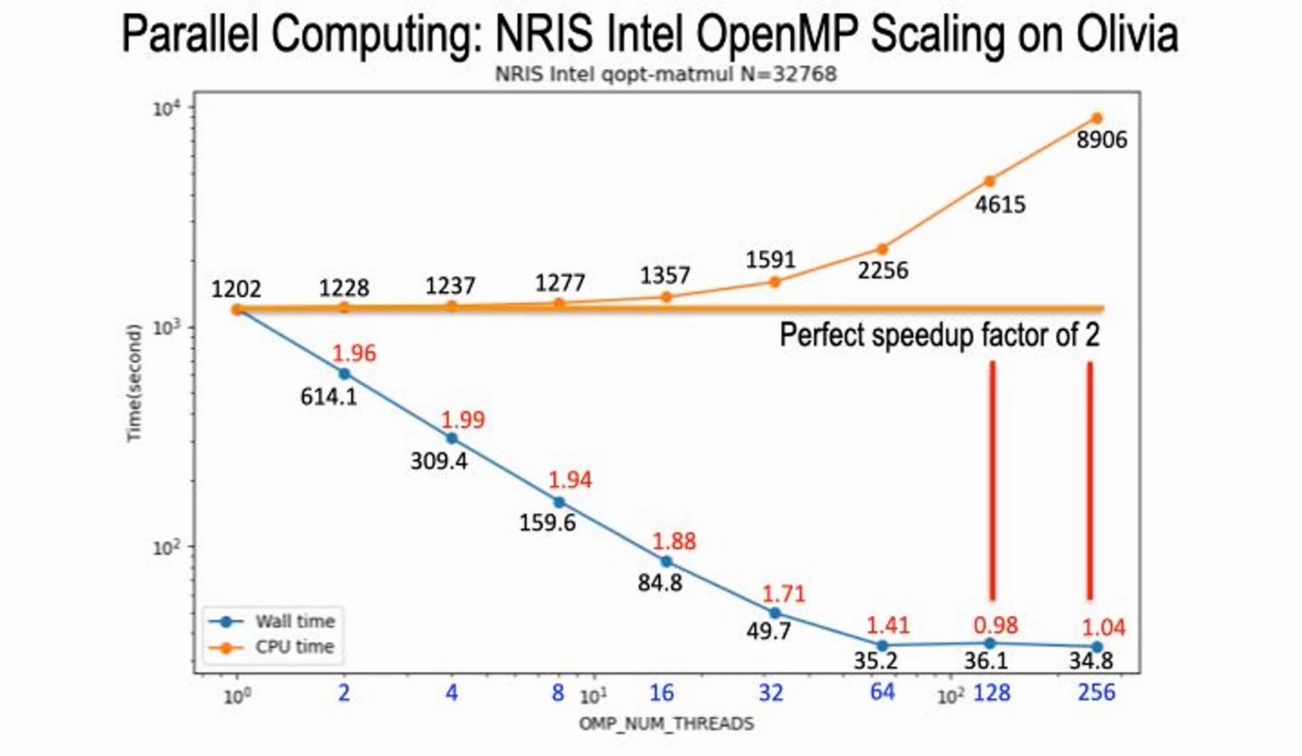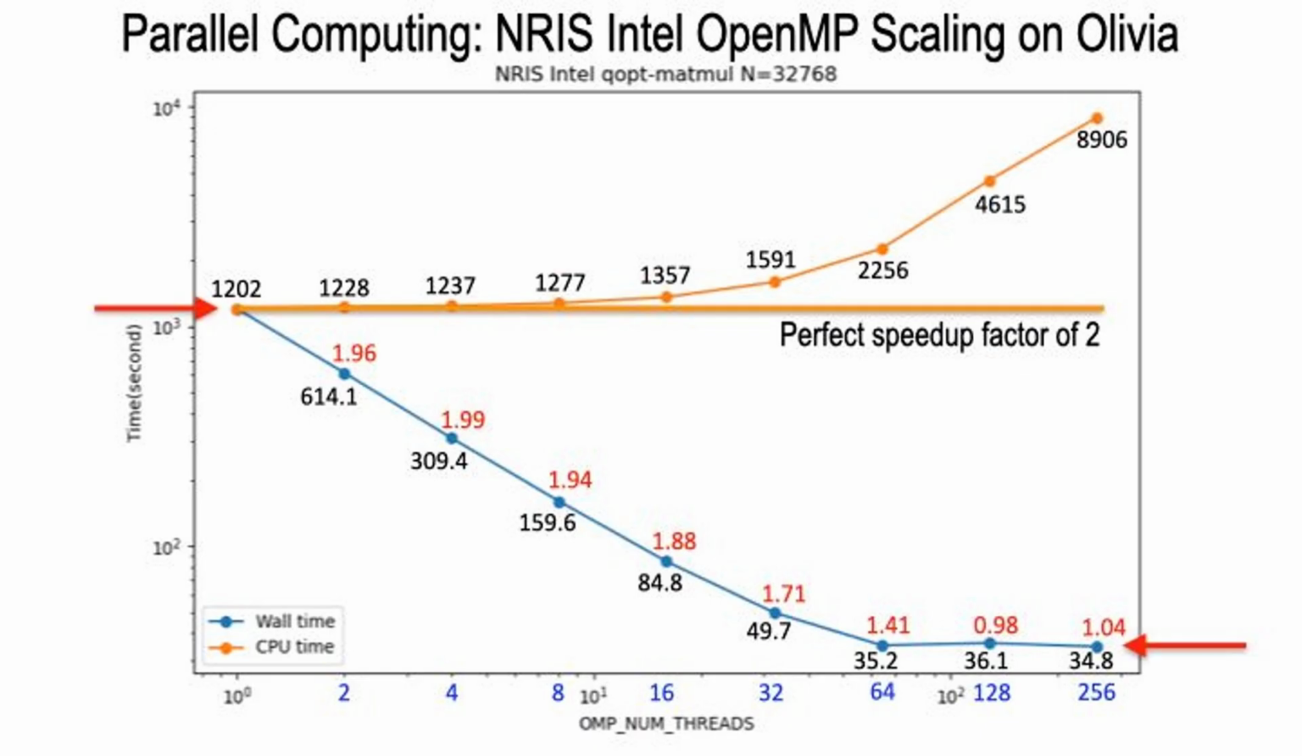The speedup improves slightly when scaling to 256 cores. The scaling analysis indicates that a computation taking 36.1 seconds on 128 cores decreases to approximately 34.8 seconds on 256 cores, achieving a speedup factor of about 1.04 instead of the ideal speedup of 2.